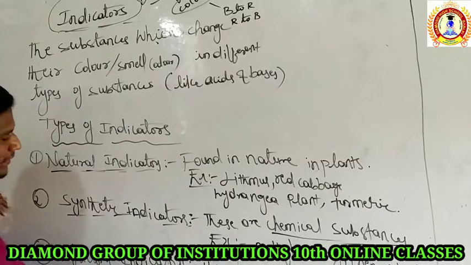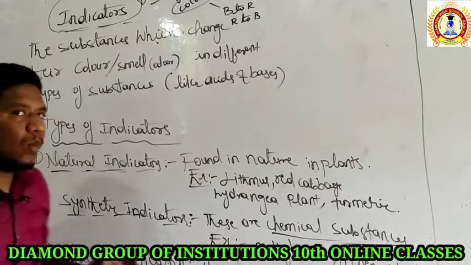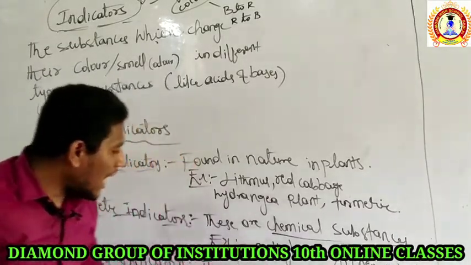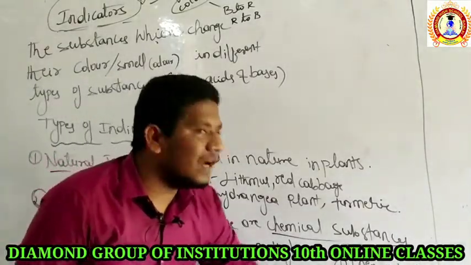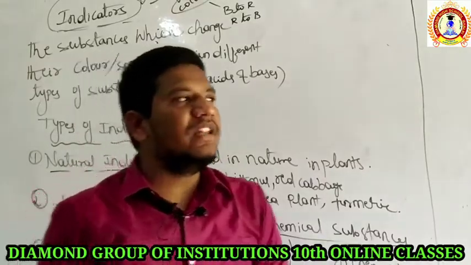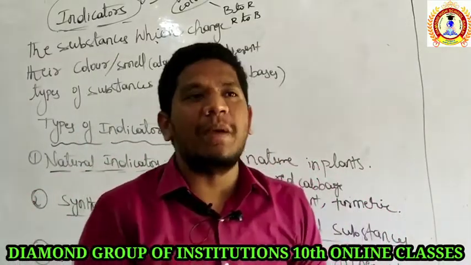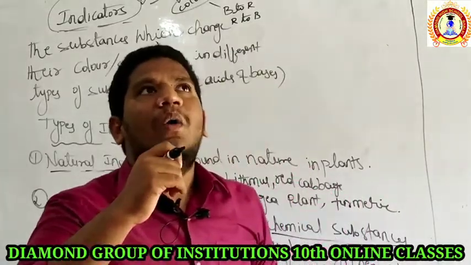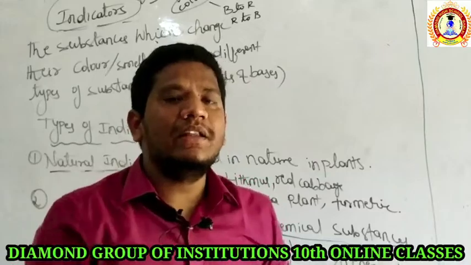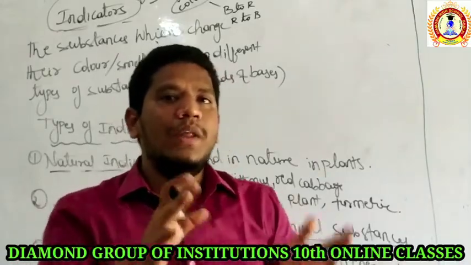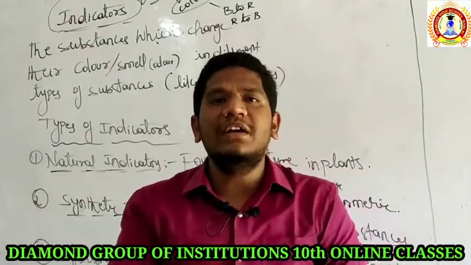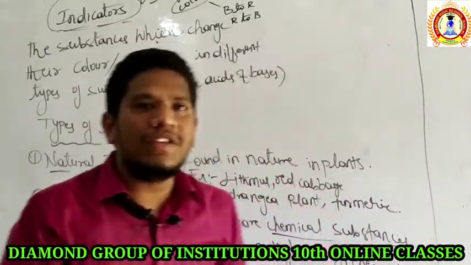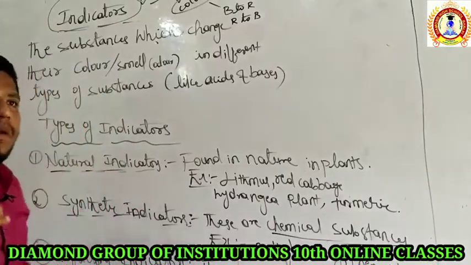And the third type is olfactory indicators. What are olfactory indicators? These are substances that have different odors in acids and bases. Means olfactory indicators change their smell. When they are added to an acid, they have a different smell, and when they are added to a base, they have a different smell. As a result, they change their smell to decide whether the given substance is acid or base.